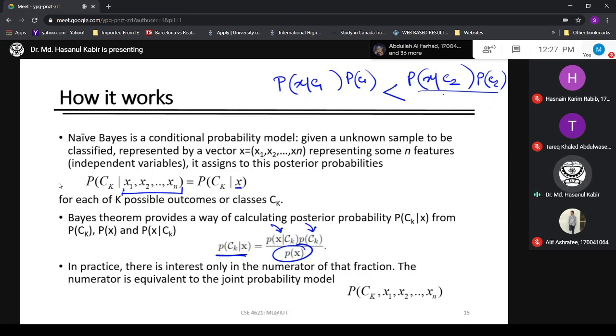So in most cases they will simply write the posterior probability proportional to the likelihood times prior. Whenever we are doing this comparison, I will write it like this: probability of x given class, that means the likelihood, times probability of class, that means the prior. And if you combine the two terms together, you can see that basically you're computing the joint probability distribution. The same thing that I've written at the bottom. So the numerator is basically equivalent to this joint probability model, right?